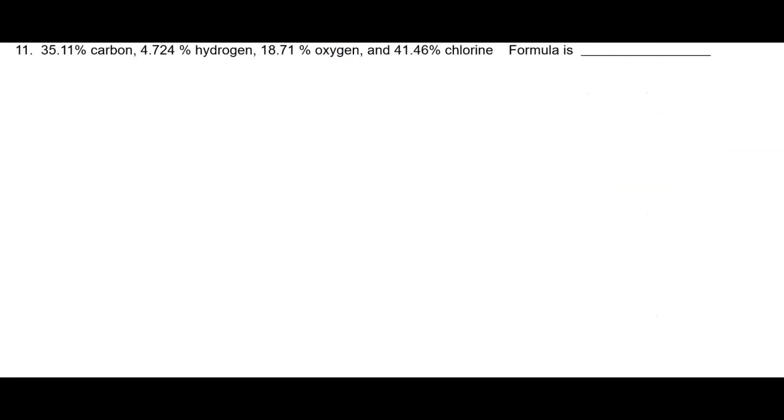Okay, looking at another example, this is number 11 in your packet. So we have these percentages of carbon, hydrogen, oxygen, and chlorine. So we're going to begin to go through our steps. First thing is percent to mass, and yes, we will need to do that step. Why? Because these are all in percentages. So we're going to say assume 100 grams. That's how we'll take care of the percent to mass.